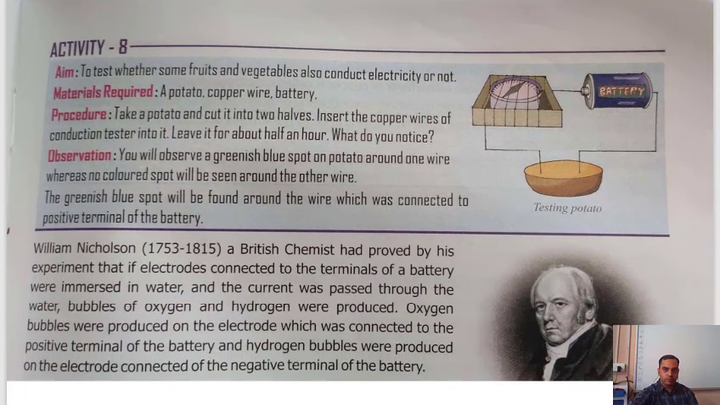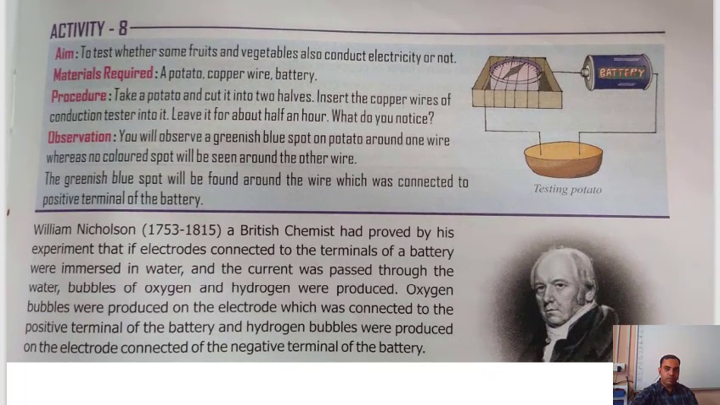Now this is our next activity, activity 8. It is also very important. Here this is a potato, which is being cut in half. This is the half of it. Now this is a compass box. Whenever electric current passes, it deflects when it is kept nearby a wire in which electric current is passing through. And this is the battery.